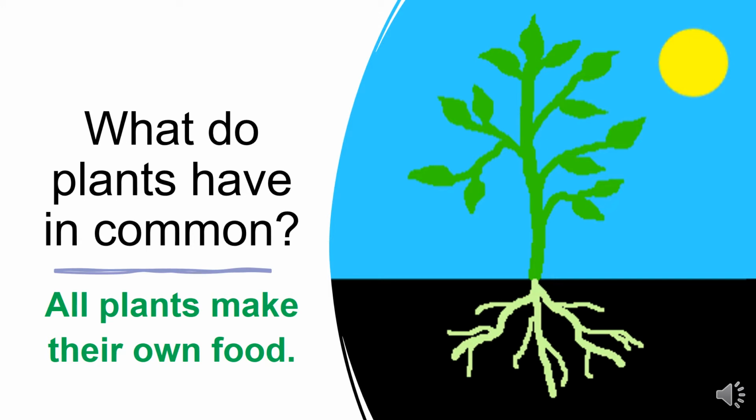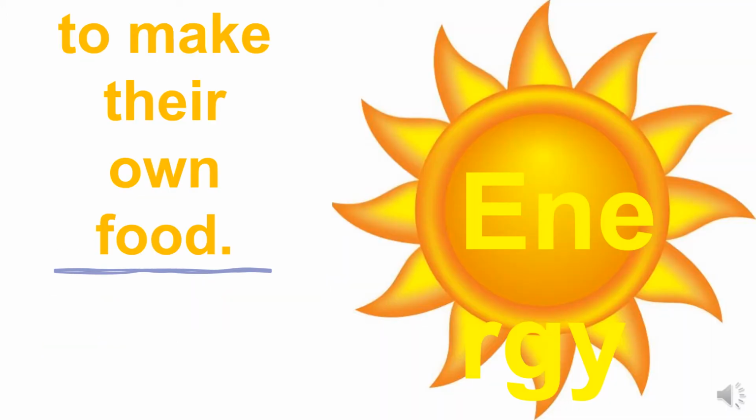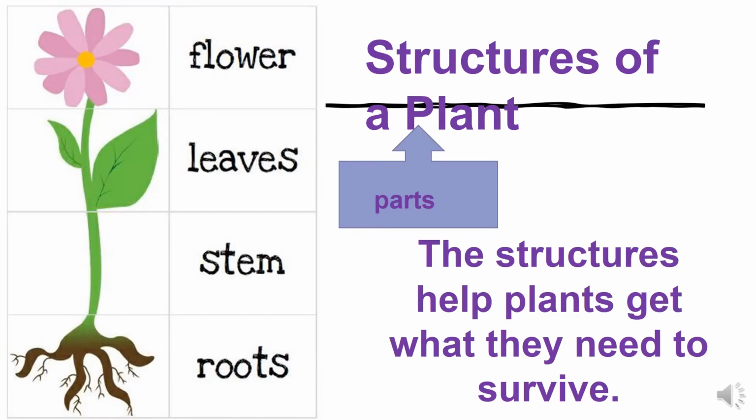The common thing is that all plants make their own food. So plants make their own food inside the plant itself by the help of several things. So to make their own food, plants need energy. From where do they get the energy? They get it from the sun, and also from the nutrients that are found in the soil.